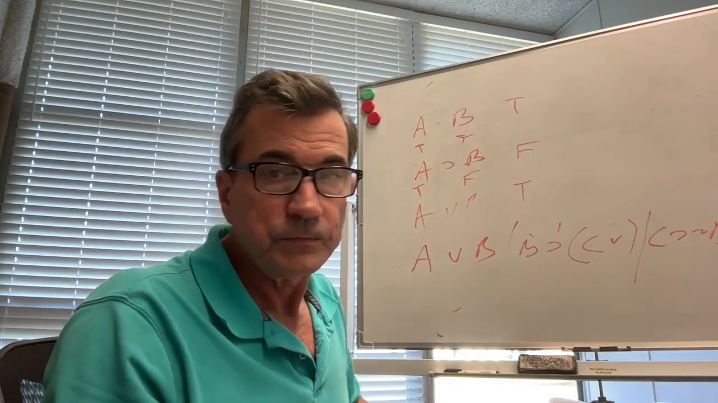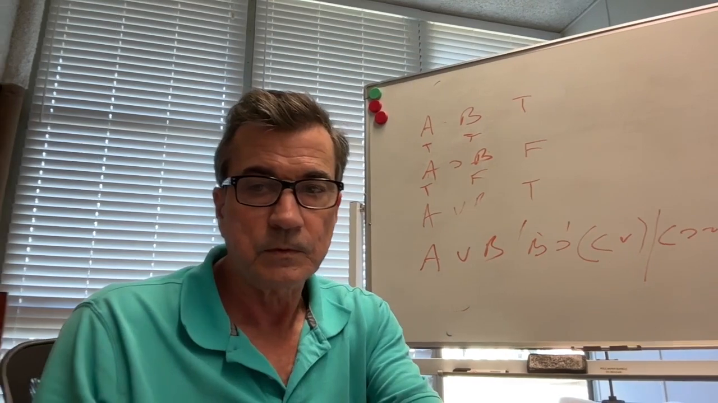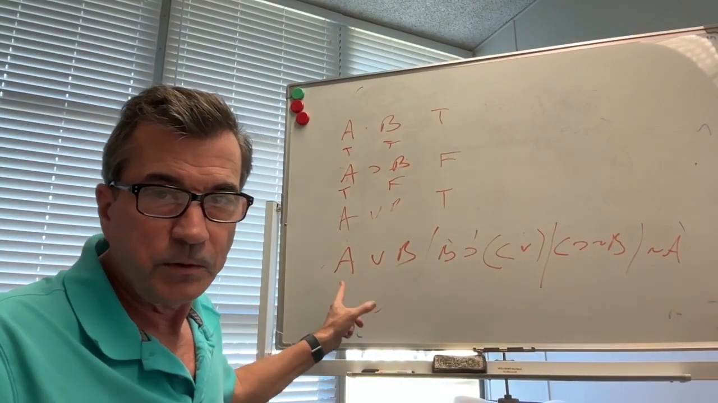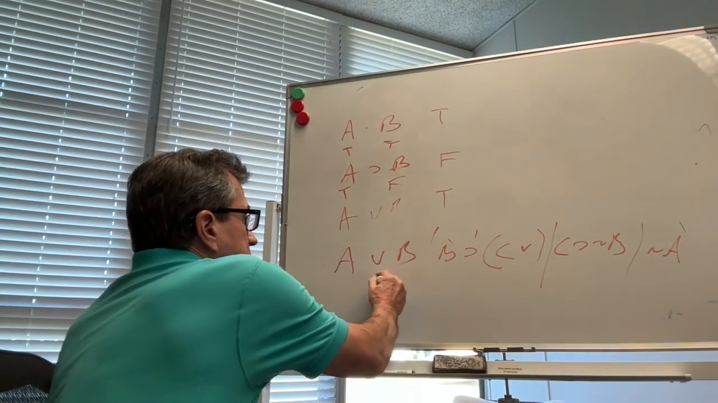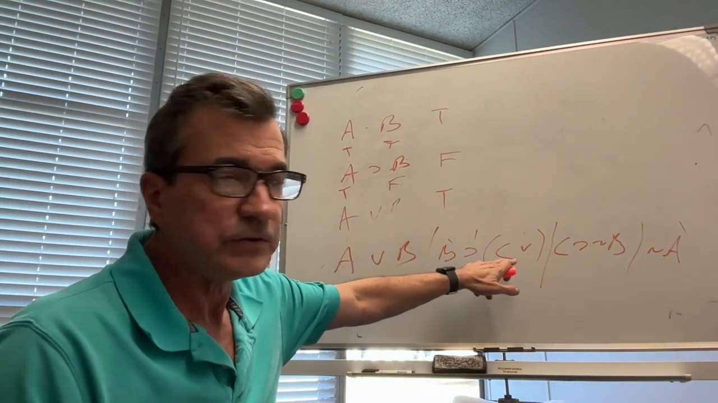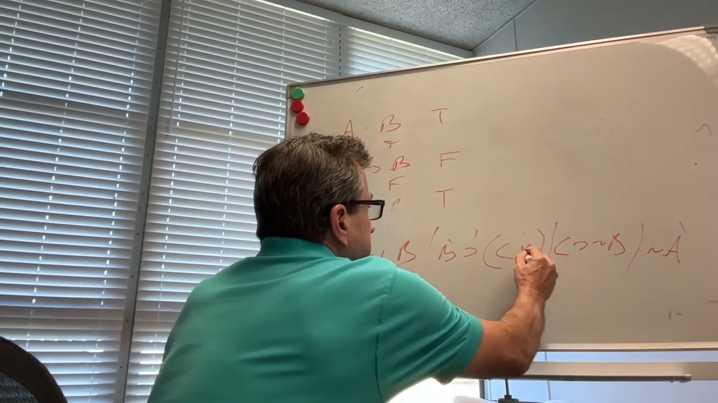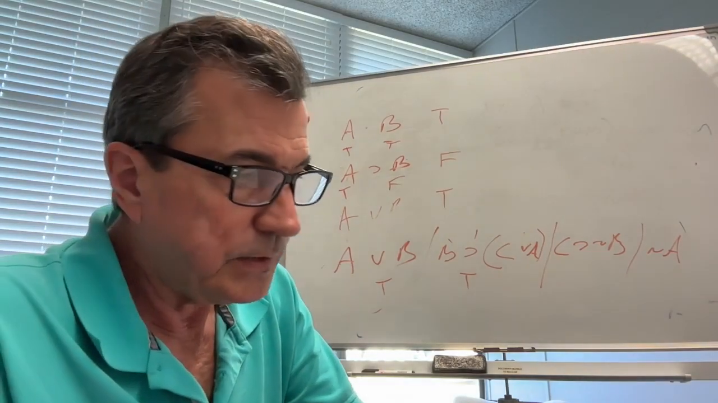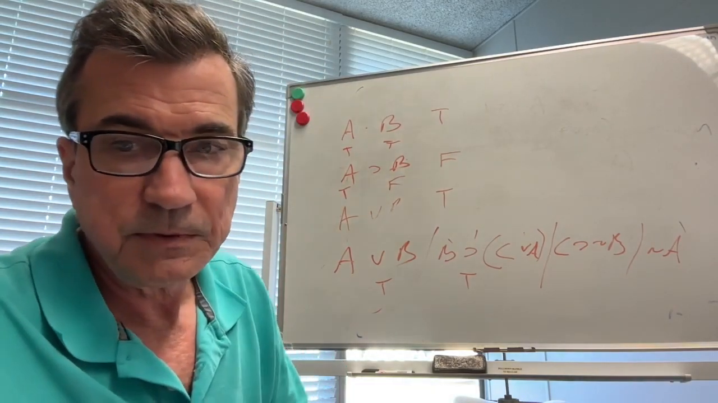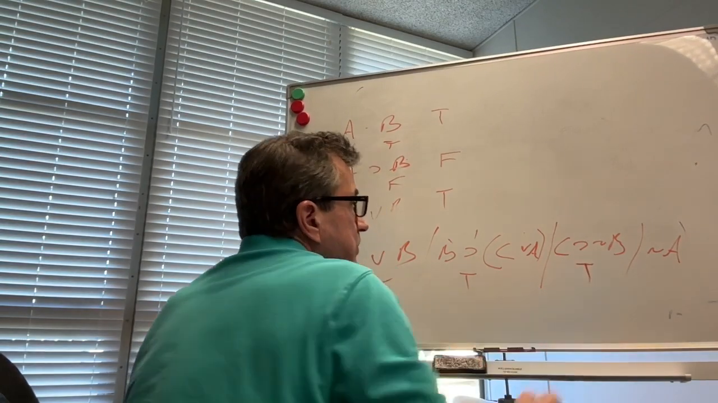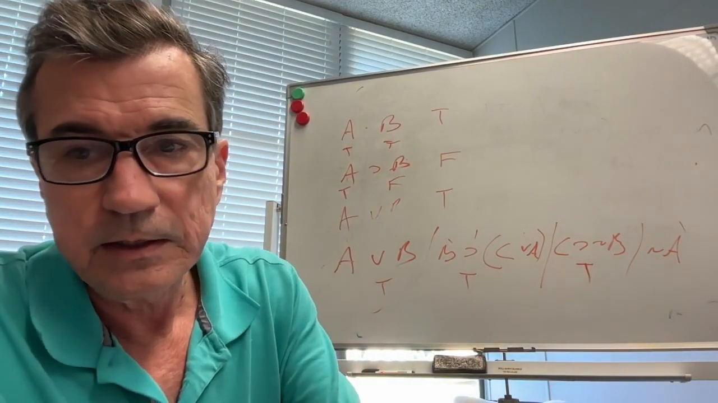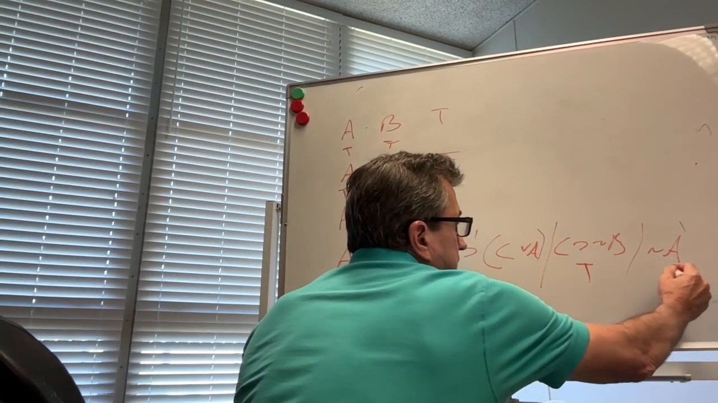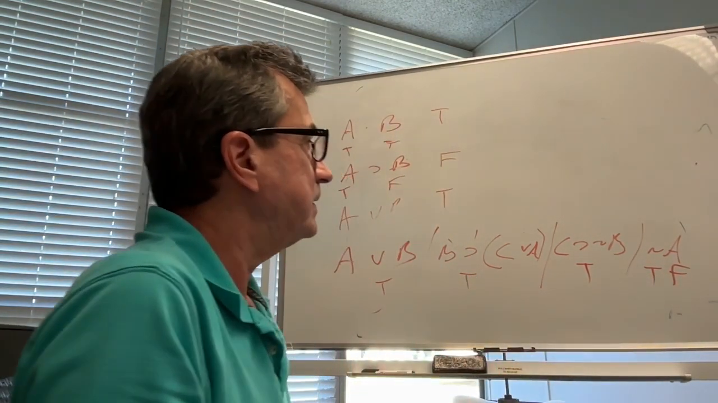Okay, so got it all up there. So A or B, we want that to be true. B implies C or A, we want all that to be true. And C implies not B, we want all that to be true. And we want not A to be true. So we now know that A needs to be false, because once it gets negated, it is true.